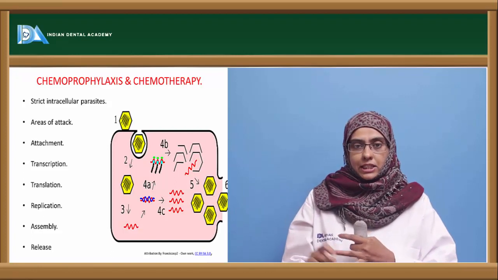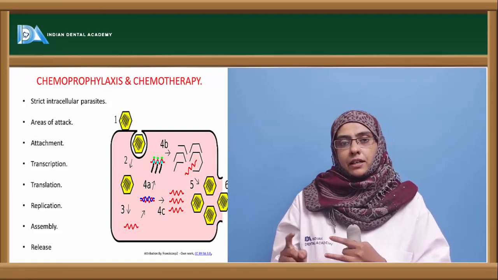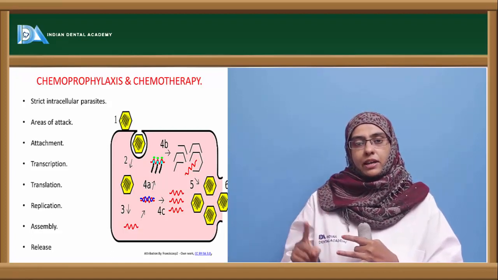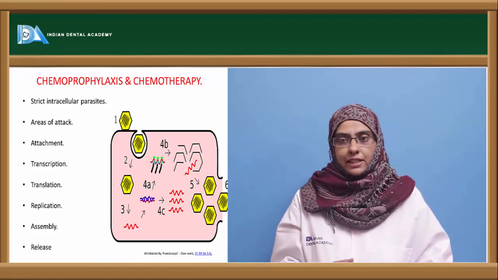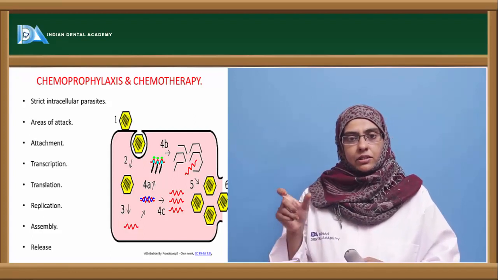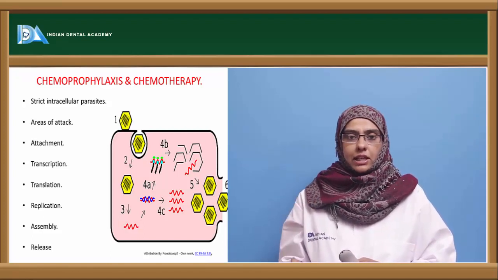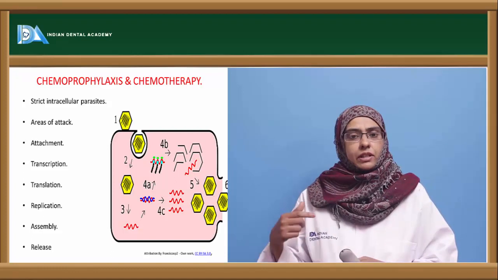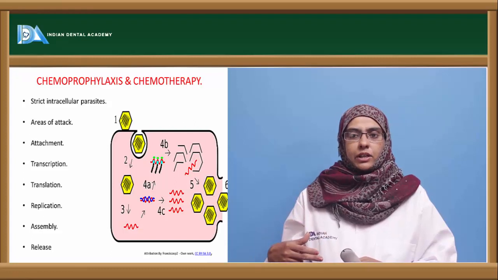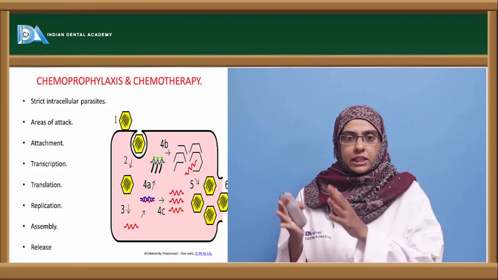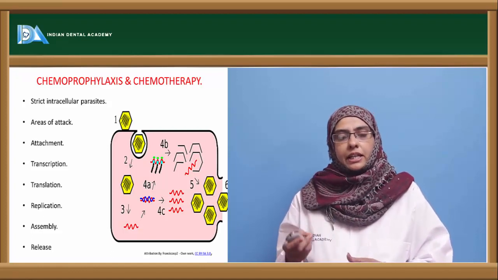The first target is the attachment. We can prepare the chemotherapeutic agent in such a way that the drug does not let the virus attach to the host cell. As a result, when there is no attachment, there is no initiation of the infection. The next target areas where we can use chemotherapeutic drugs are transcription, where the mRNA is not transcribed, and translation, where no proteins are synthesized, and then replication, or you can target the assembly, or you can go for the release of the viruses. So these are the different areas of target where different chemotherapeutic agents can interact and inhibit the viral infection.